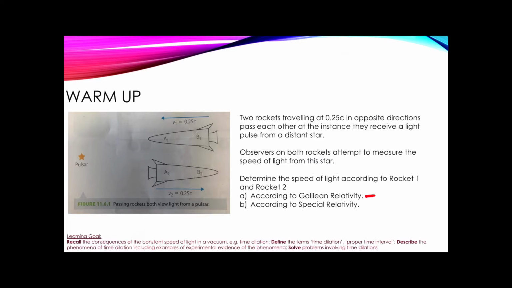All right, so according to Galilean relativity, remember which is our classical physics, our spaceship here flying towards the pulsar is going to perceive that as higher than the speed of light, or in fact 1.25 c. Obviously that isn't true according to Einstein's postulates, but according to Galilean relativity, that's what it would perceive it as. Whereas this spaceship here travelling away from it would only see it as 3/4 of the speed of light, or 0.75 c, according to Galilean relativity.